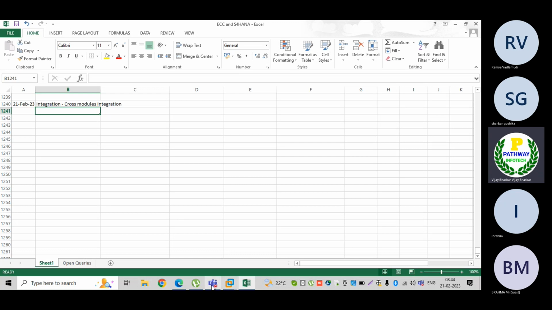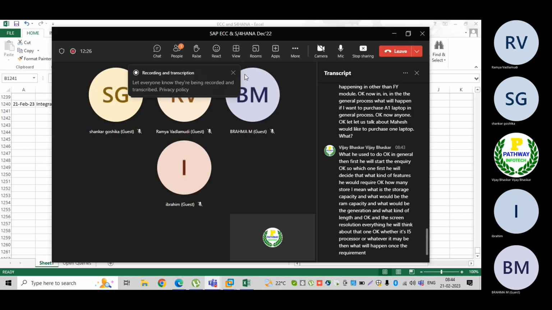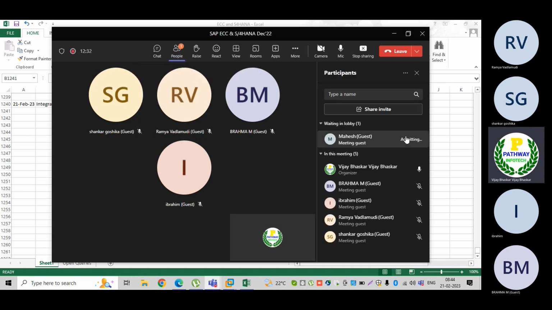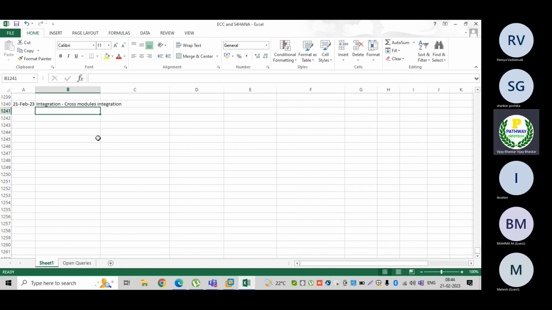Once the requirement is finalized, he will start the inquiry in the market. Maybe he will approach some shops physically and inquire about whatever model he is looking for. At the same time, he is also inquiring on online platforms. Once the inquiry is done, he will finalize which one is offering the best features and the best price. Apart from the features, price also matters. Once he decides, he will go for the purchase.